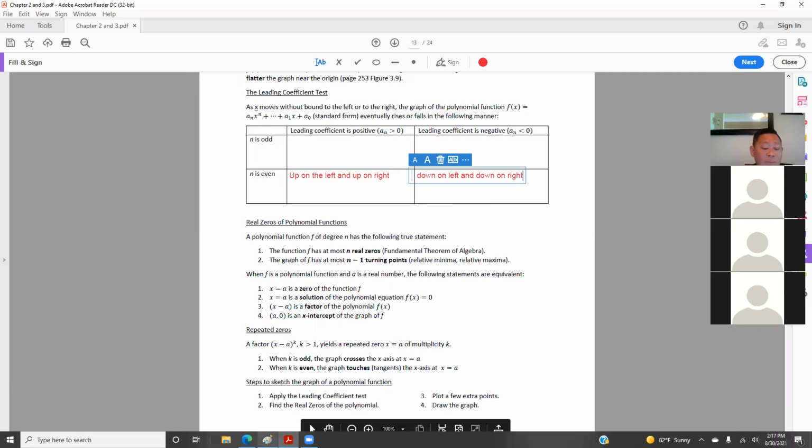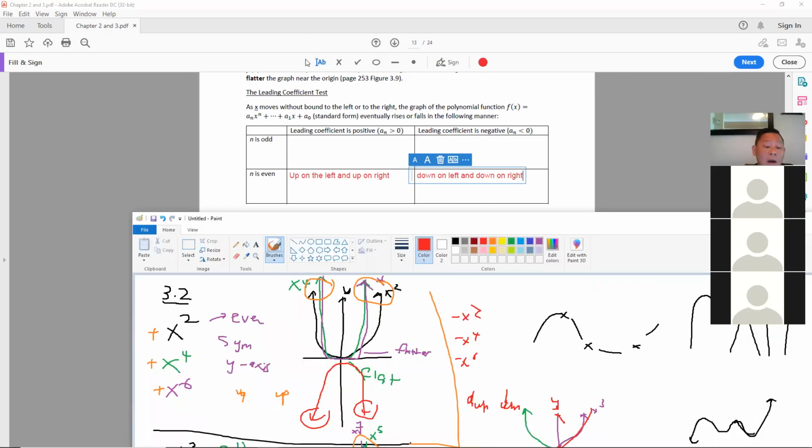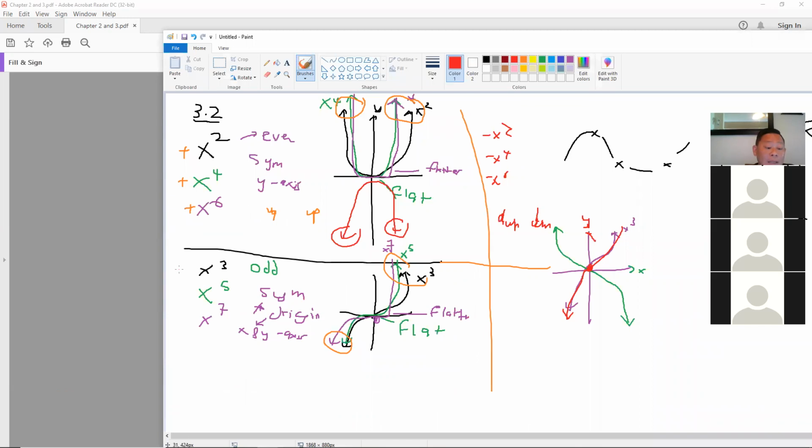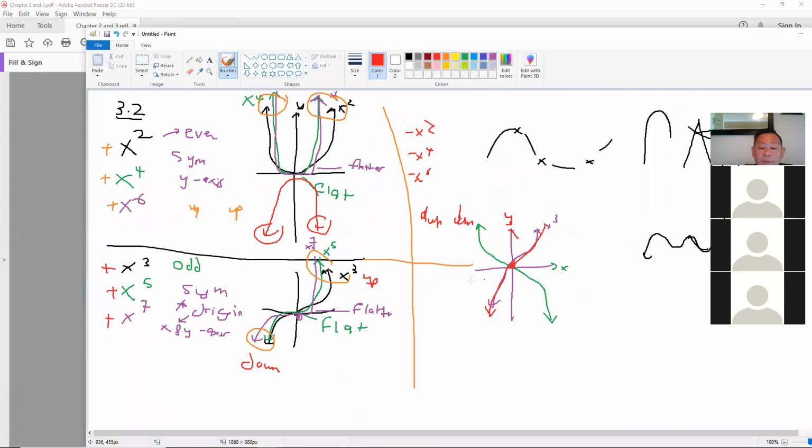Now let's talk about what happens when n is odd. When n is odd and the leading coefficient is positive, you find that on the left side it goes down, and on the right side it goes up. And what happens if you have a negative in front of your leading coefficient, but it is odd? Then you switch around. That means you will be going up on the left, sorry, and down on the right.